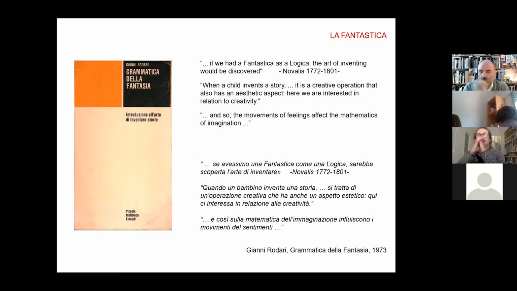Gianni Rodari is quite famous writer for kids in Italy, but all over the world. And he wrote this sentence coming from Novalis: if you had a Fantastica as a logica, the art of inventing would be discovered. So inventing is not only a question of logic, but also a question of invention, of discovering something, of interpreting the reality in order to say something that is not exactly the description of the reality.